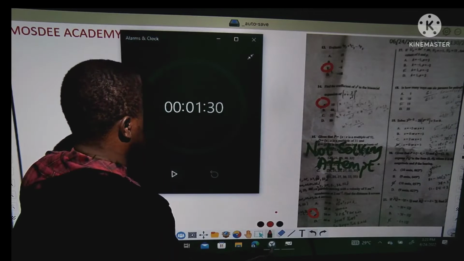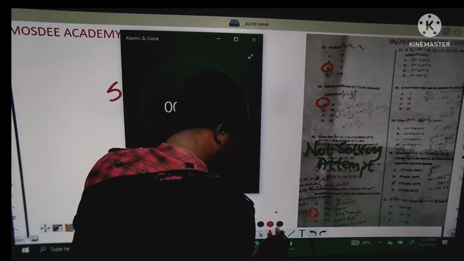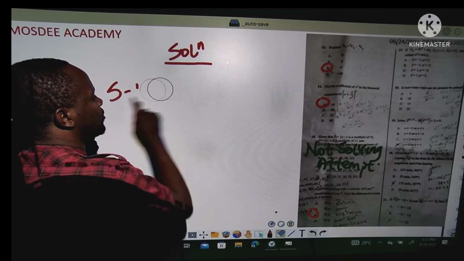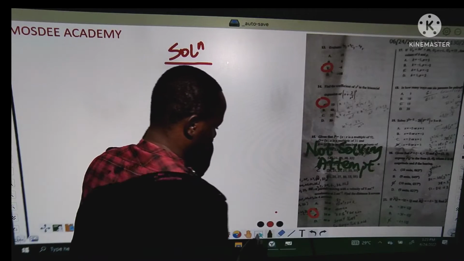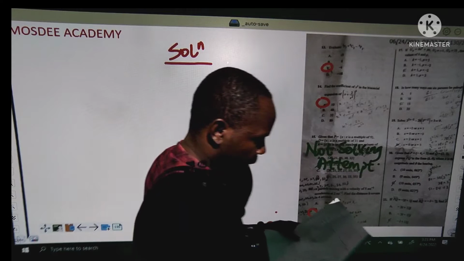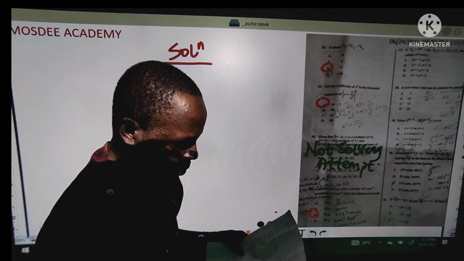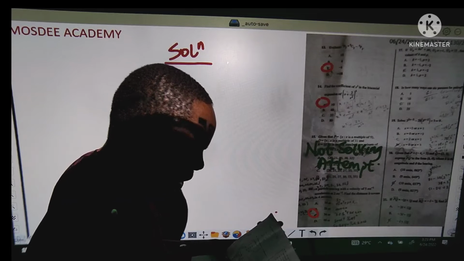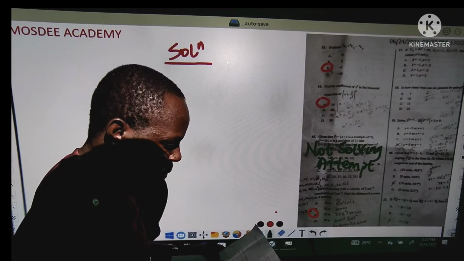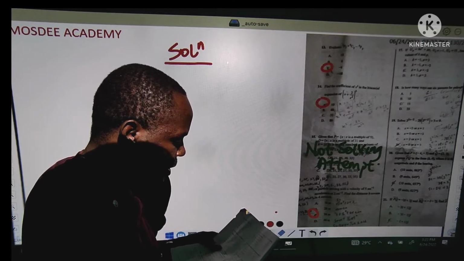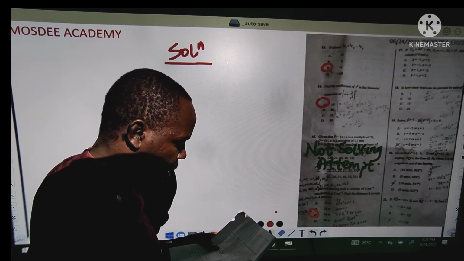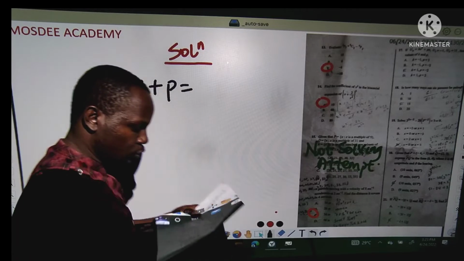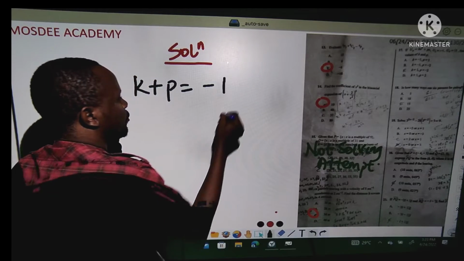The next question is, we have Un equals kn squared plus pn, U1 equals minus 1, U5 equals 50. We have to find k and p. It's just a direct substitution. U1, that means when n is equal to 1. If n equals 1, you are going to have k plus p. So you have k plus p is equal to, U1 is equal to what? Minus 1. I have substituted 1.